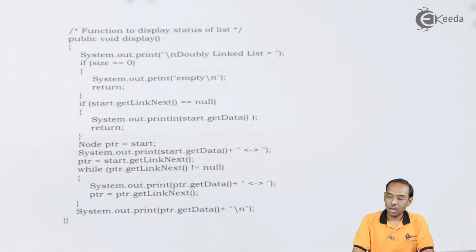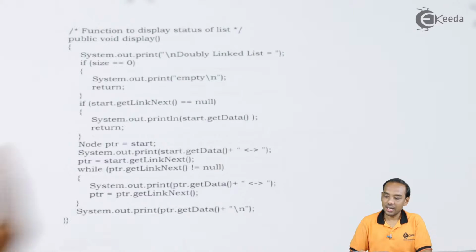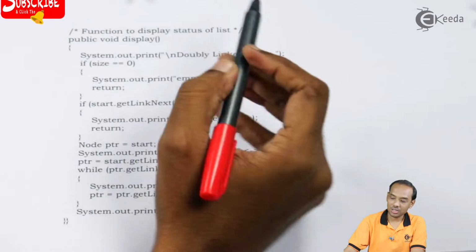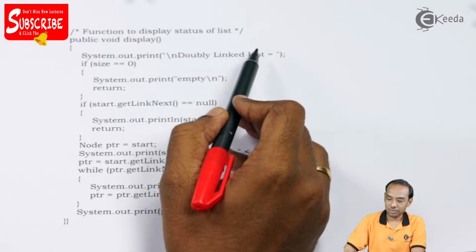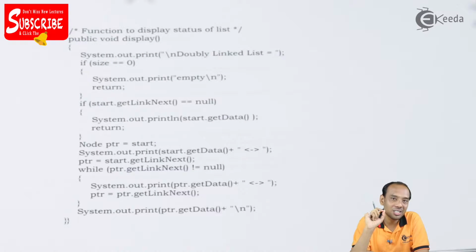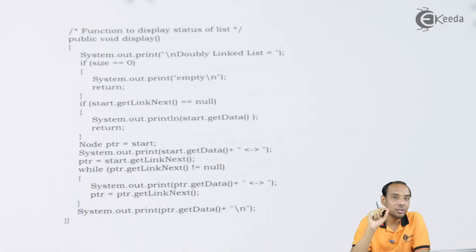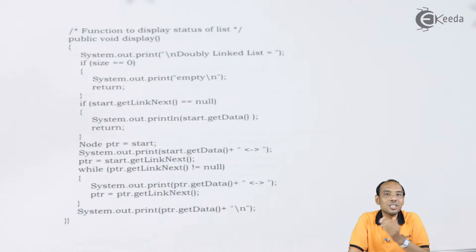I have defined a function called display. First I will write down doubly linked list. Now first condition is that I need to check whether the list is empty or not. How do I check whether the list is empty or not? It's just by checking the size. If size is equal to 0, it means that there is no node present in the doubly linked list. Then only the size will become 0.